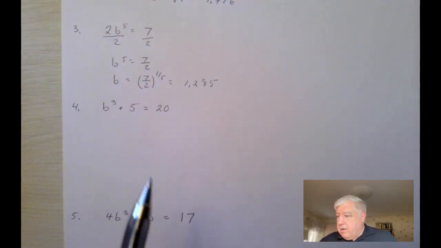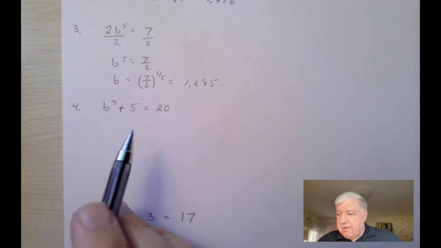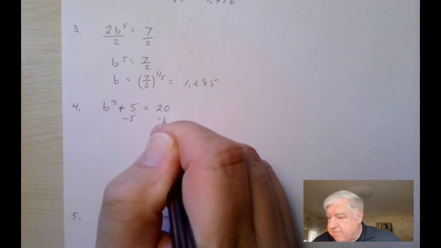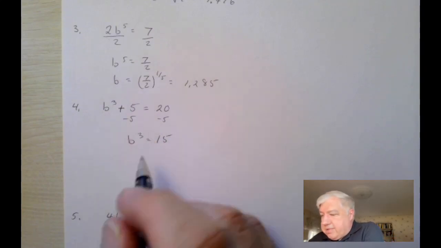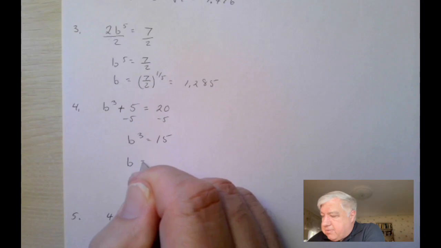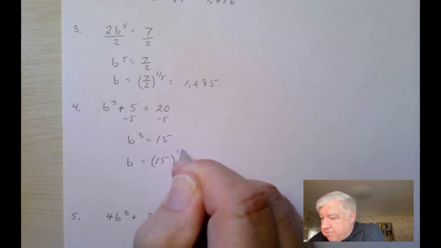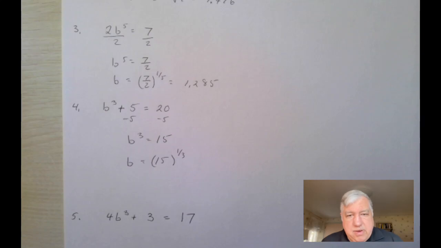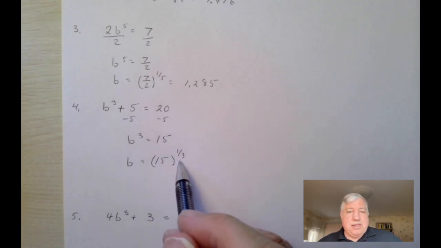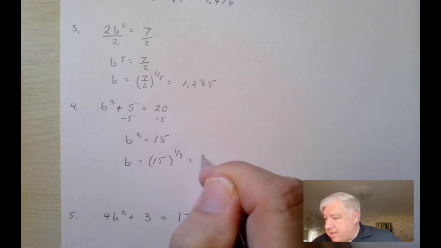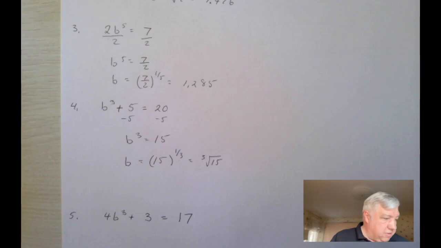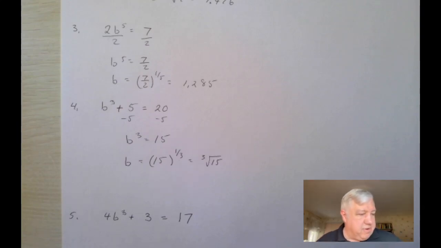In this case, we'd like to get rid of this 5, but we have a plus here, so we'll subtract 5 from both sides, and we'll get b cubed equals 15. Raise both sides to the 1/3, so b is going to be 15 to the 1/3. Now, it's very easy to get a little confused and say, okay, 15 times 1/3, that's 5. Well, only this is an exponent, we're not multiplying. This is the same thing as the cube root of 15. So we still have to use our calculator for this, and this is 2.466.